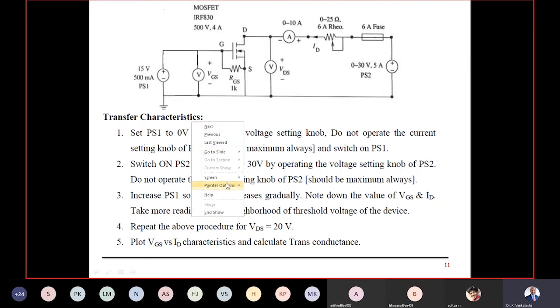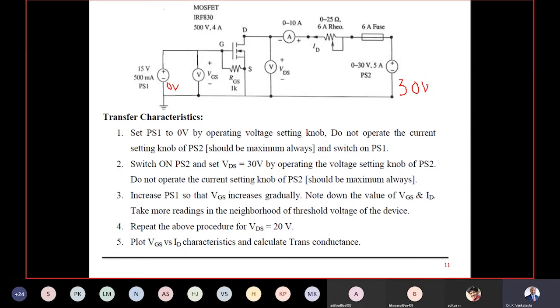So let me take the pen. Step 1: first set PS1 to 0 volts by operating the voltage setting knob. Do not operate the current setting knob. Keep it at maximum and leave it. Then switch on PS1, then switch on PS2. Set VDS to 30 volts here.